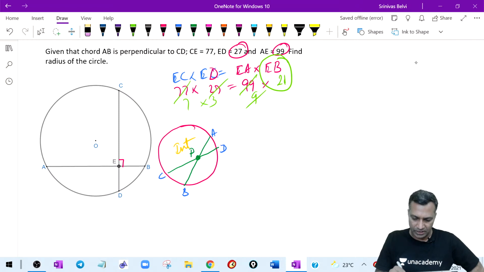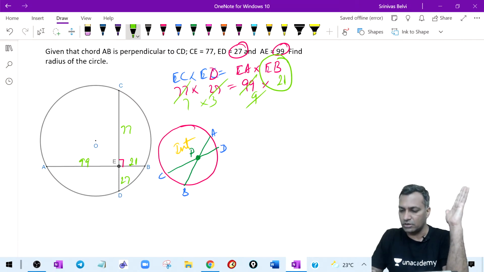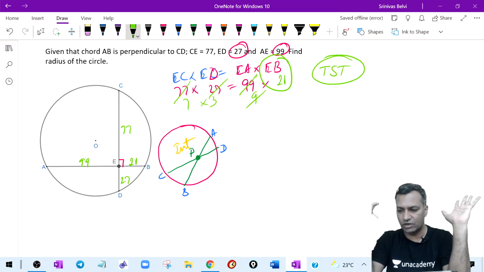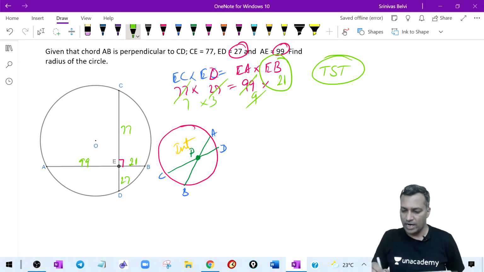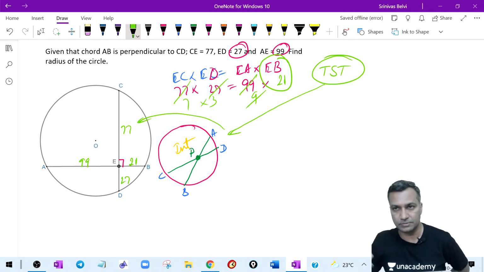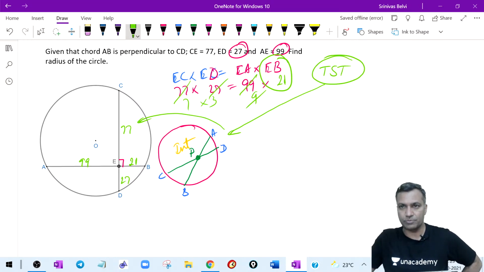That's the first part. Now I know EB is 21, the other side is 99, and this particular leg is 77 and 27. Guys, is everybody clear about the tangent secant theorem? What I explained through those three diagrams is recalled, and one portion of the tangent secant theorem is what I applied here. Comfortable? That's the first leg of our operation on this question.